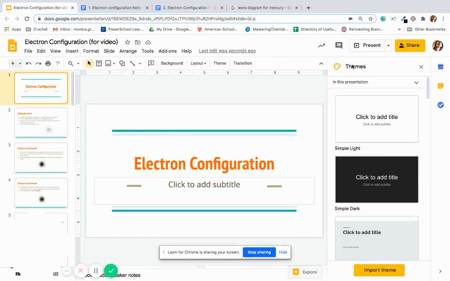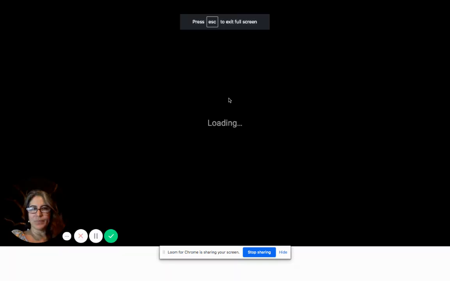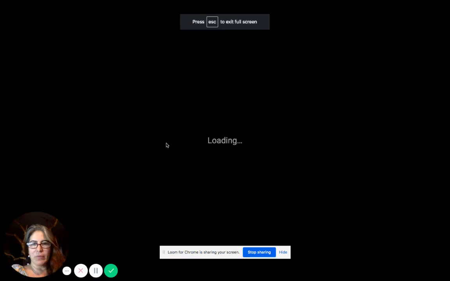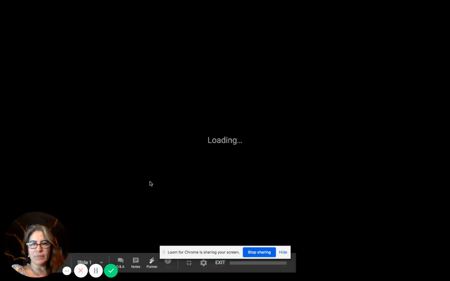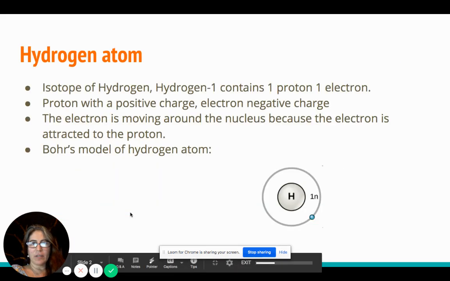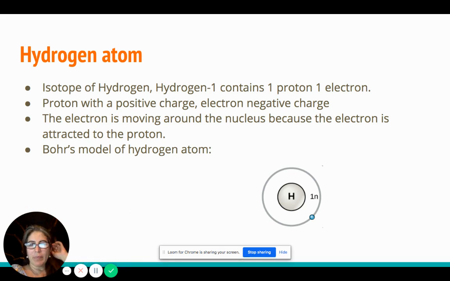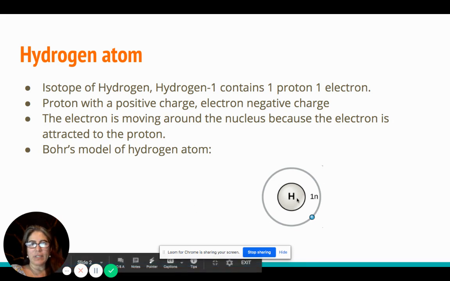Okay, so electron configuration. We're going to have a little bit of background information for this. Let's talk a little bit about the isotope hydrogen-1. If we remember from previous knowledge, in the hydrogen-1 isotope, 1 is the mass number, so it contains only one proton and one electron. The proton, which has a positive charge, is located in the nucleus, and the electron, the negative charge, moves around the nucleus.